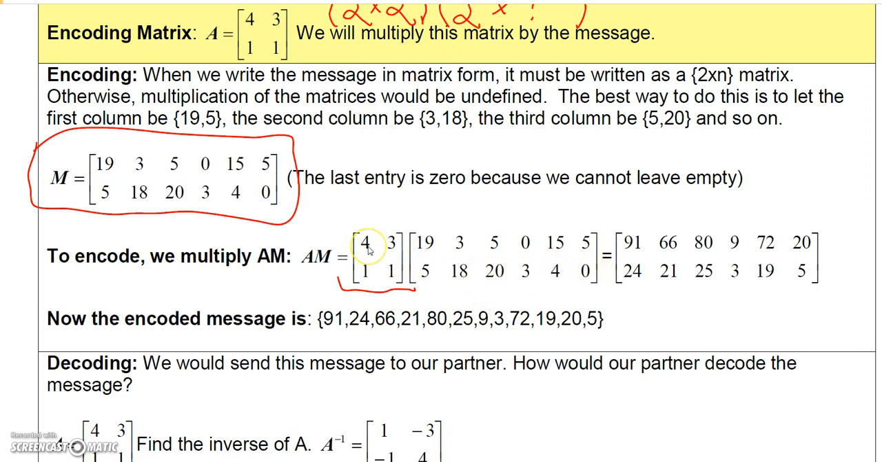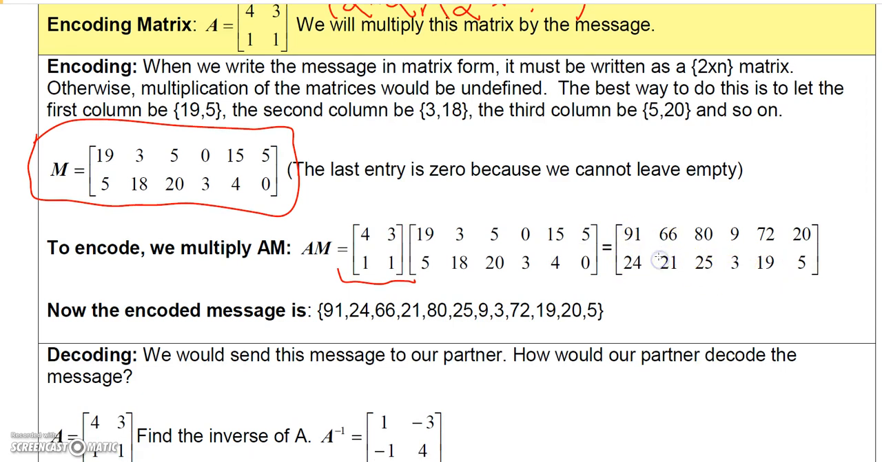Since you've already been taught how to multiply, I won't spend a lot of time on this, but if you multiply this row with this column, you'll get 4 times 19 is 76, plus 3 times 5 is 15. 76 plus 15 is 91. If you multiply this row with this column, you'll get 4 times 3 is 12, and 3 times 18 is 54. 12 plus 54 is 66, and so on. Of course, you also have to multiply this row by each column to get the bottom row. Okay, so this would be the resulting matrix.